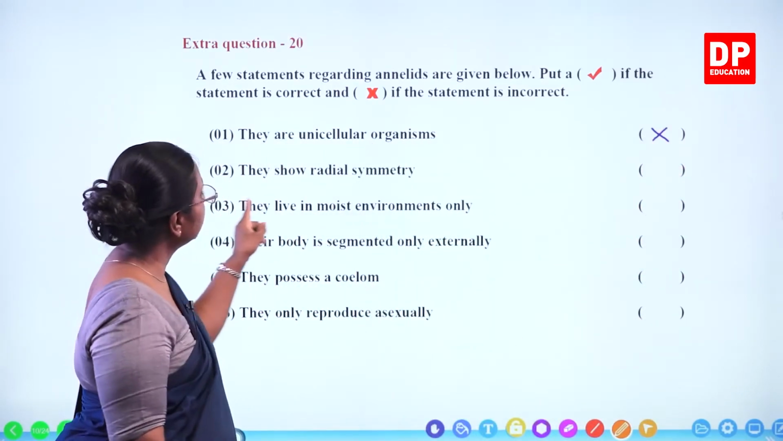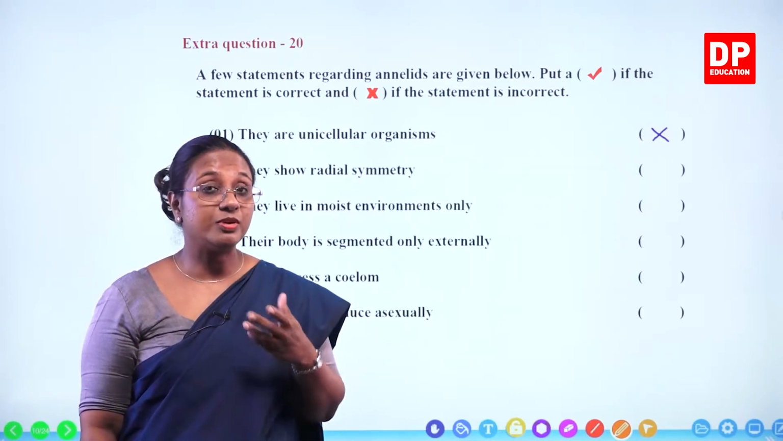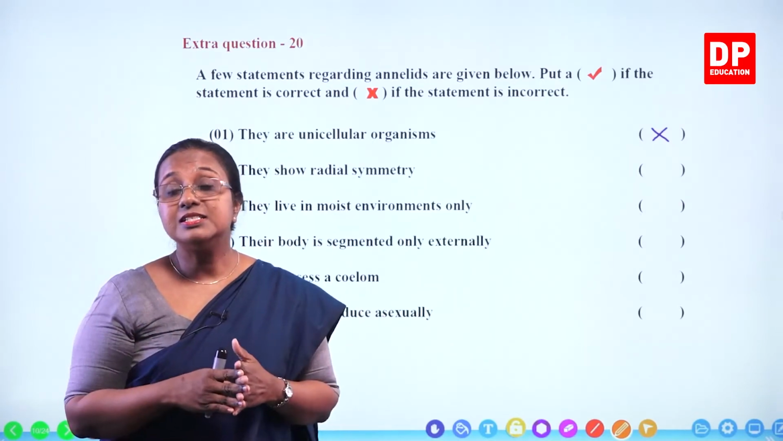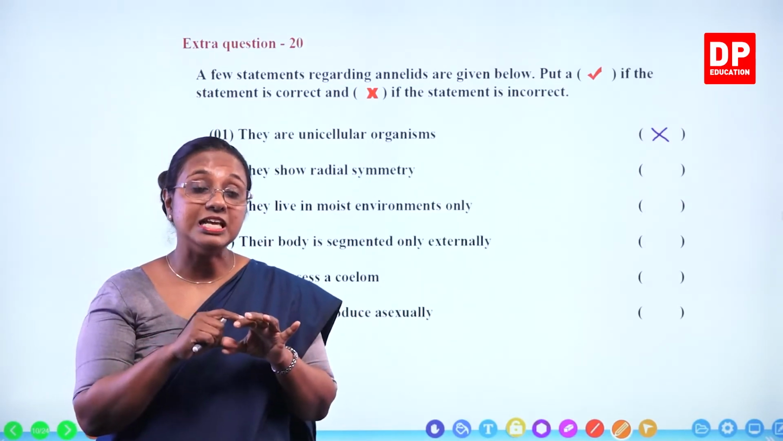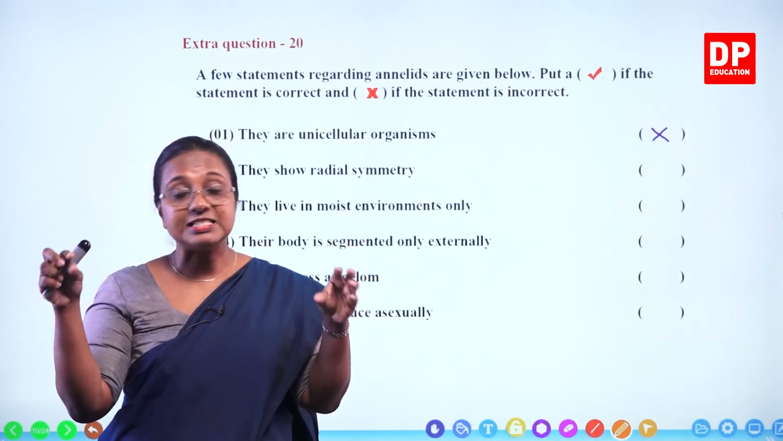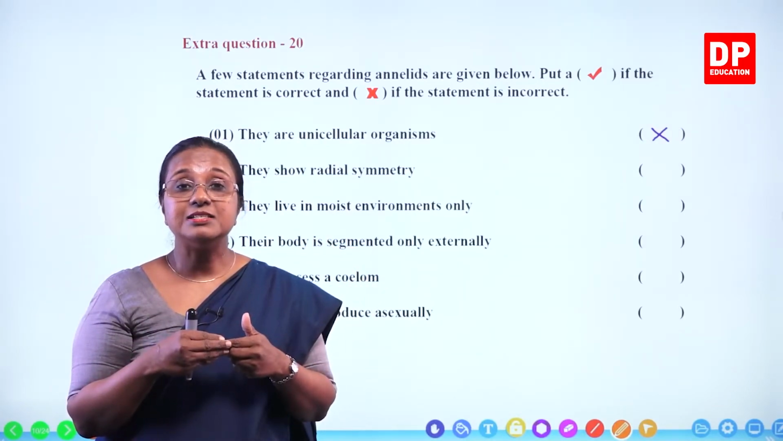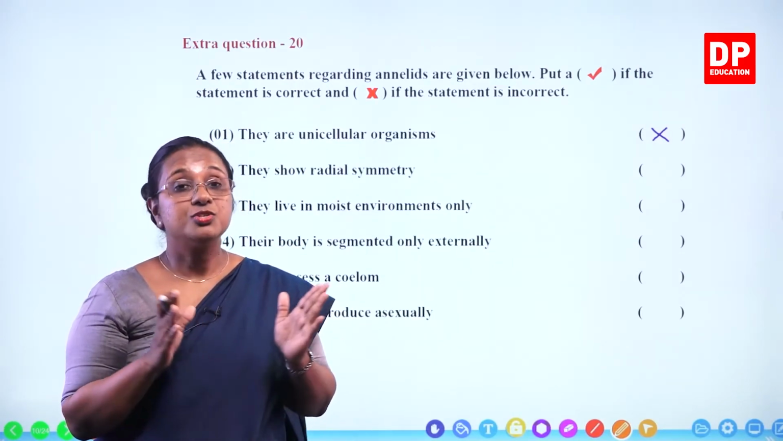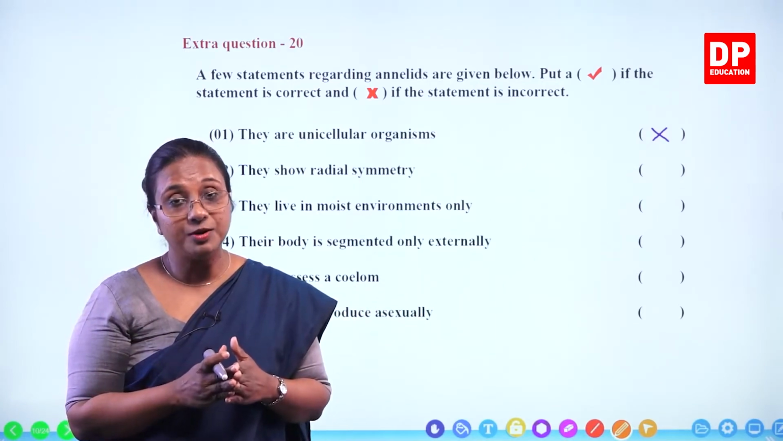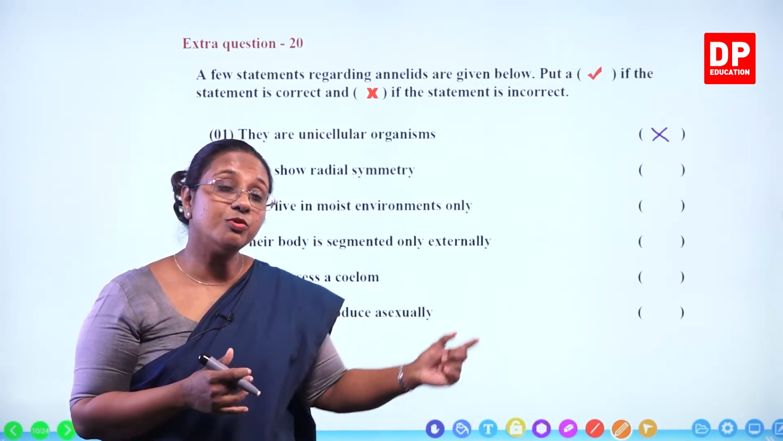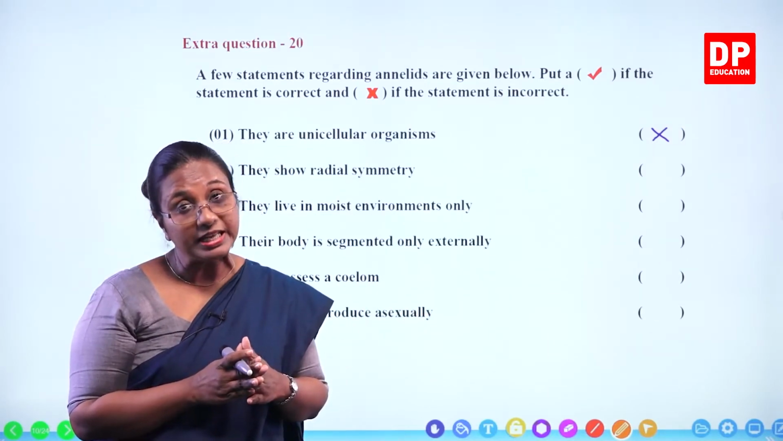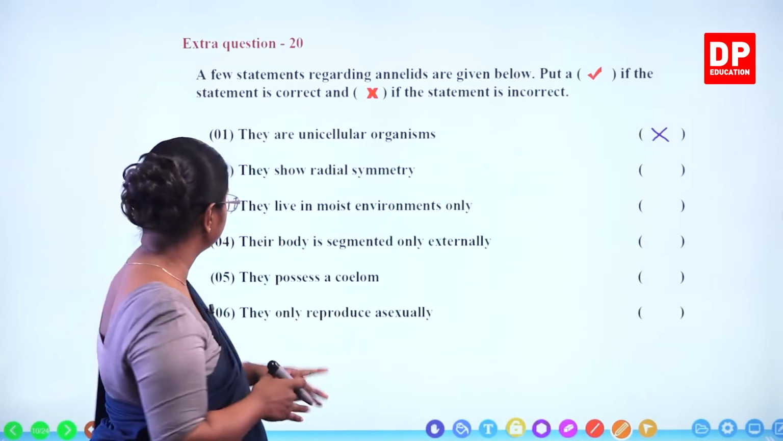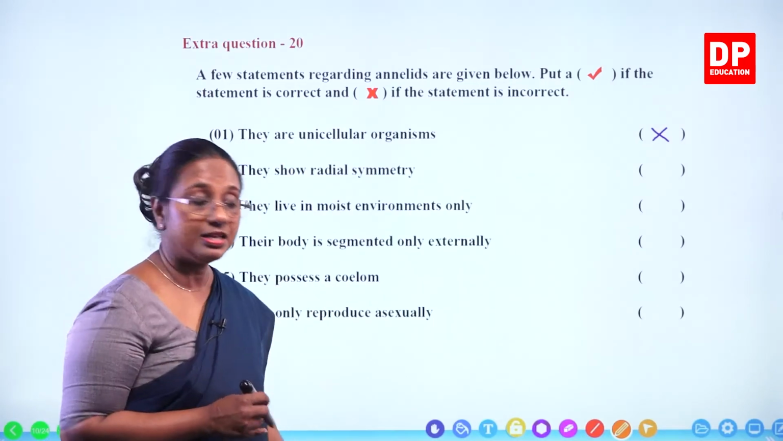Then the second one, they show radial symmetry. Annelid worms, you can remember, the nereis is somewhat flat. So, it does not have a radial symmetry. Even leech, you can remember, towards the ends, the diameter is less, but in the middle, it can become more broad, especially when it is moving. So, that is a worm. Then we have the earthworm. It's more like a flat vermiform body, but it's not radial symmetry. It is bilateral symmetry. So, they show radial symmetry, that is also incorrect.